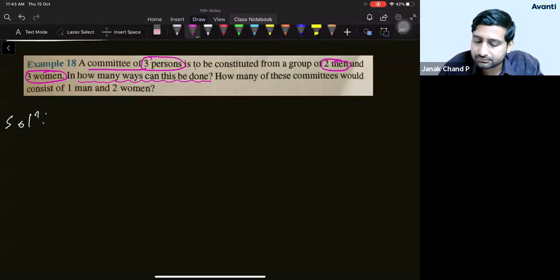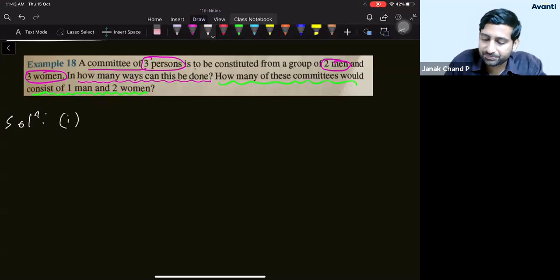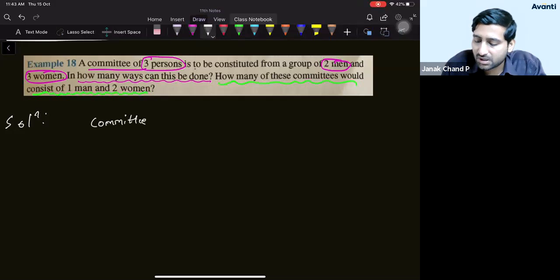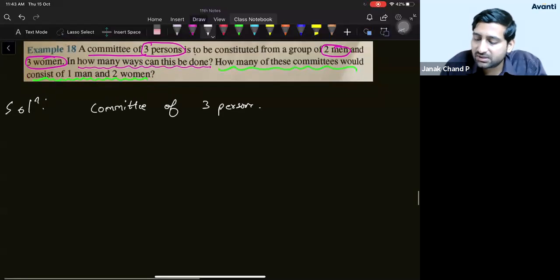That is question number 1. Then question number 2 is: how many of these committees would consist of only 1 man and 2 women? Okay, let us solve this step by step. First question, right? Before going to the question, the given data is this. We want a committee of 3 persons, so that means we want a total of 3 persons. But what is given to us? We have a total of 2 men, so the number of men is 2 and the number of women is 3.